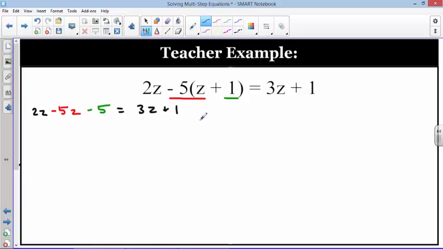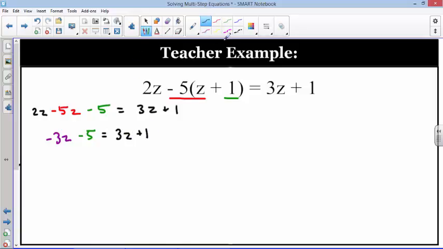Now, before we start adding or subtracting to the left or right side, like I said, we want to combine like terms. Here I have a z with a coefficient, I have another z with a coefficient, and then I just have a minus 5. So this minus 5 can't really combine with anything on the left, but I can combine this 2z and this 5z. So 2 minus 5 gives me a negative 3. My z comes down. I have minus 5. My equal sign will come down. And then I have 3z plus 1.